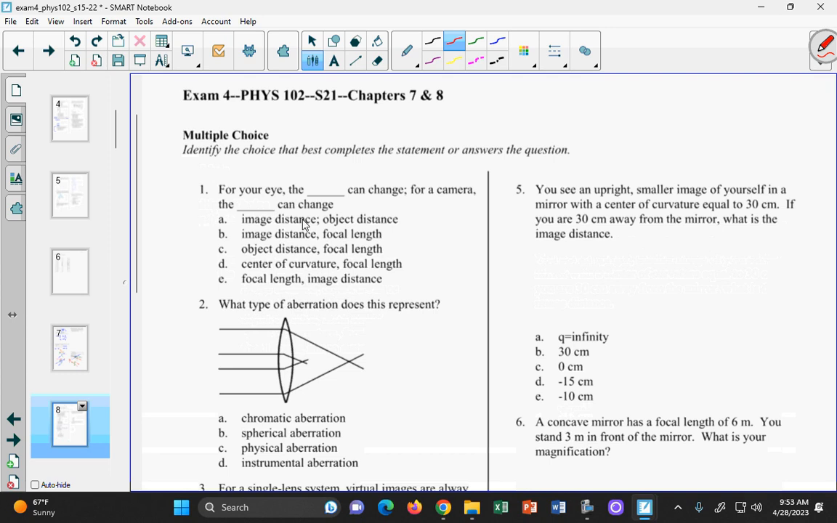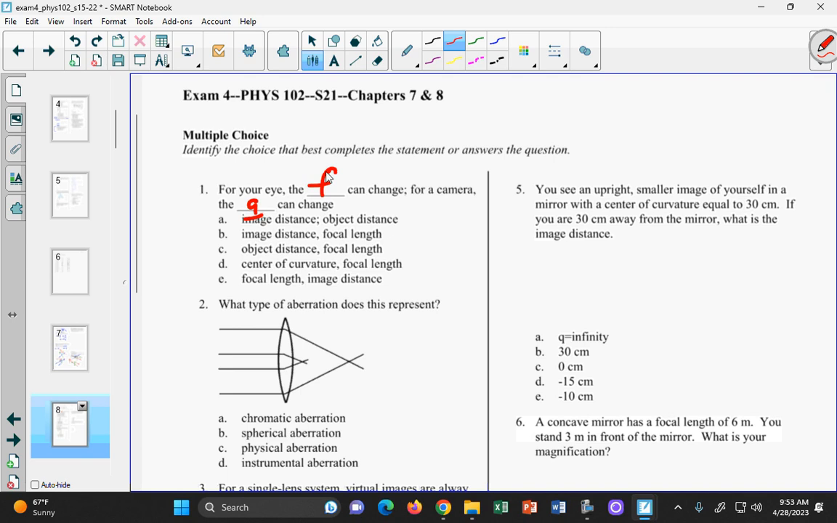Let's just look at this. For your eye, what can change? What's fixed in your eye? No, not the focal length. The image distance is fixed because the distance from the lens to the retina is fixed. That distance doesn't change. It's a couple centimeters. But the focal length can change. So for your eye, the focal length can change. For a camera, the image distance can change.